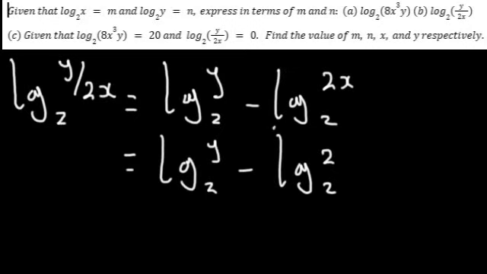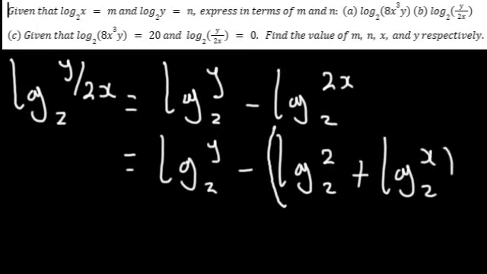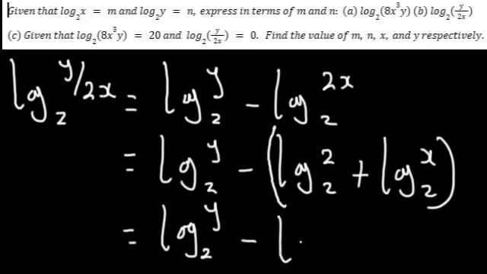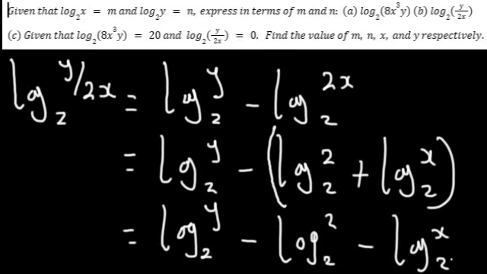Then it will actually be in a parenthesis because we will need to expand the parenthesis. Log of x to the base of 2. Let me make that a little bit larger. Good. Now the next thing I want to do in this case is just to expand the bracket with the negative sign. So I'm going to have minus log of 2 to the base of 2, then minus log of x to the base of 2.